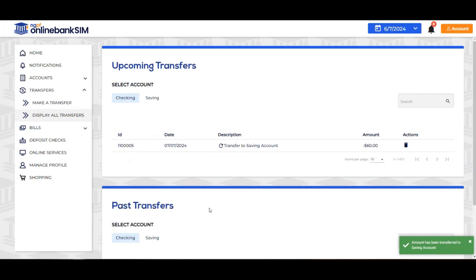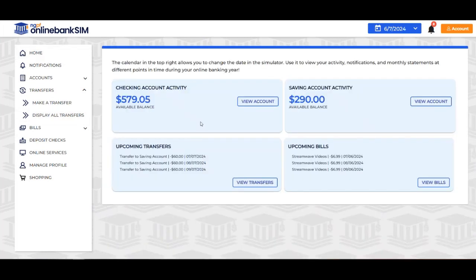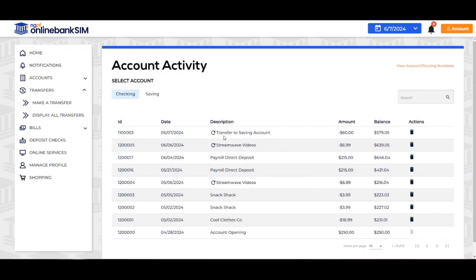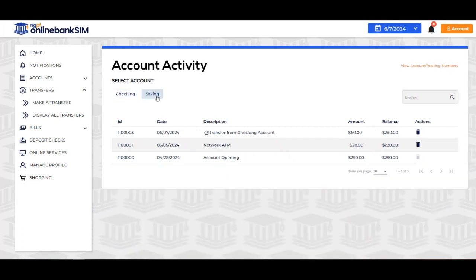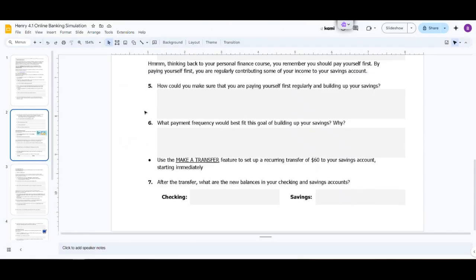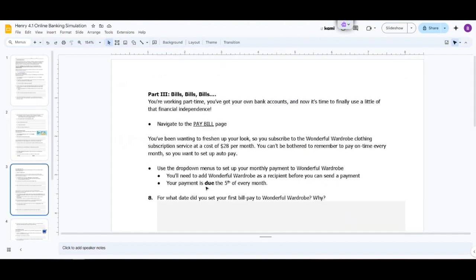Click save. All right, I get a little notification that transfer has been saved. Now, if I come back here, view account, notice that that transfer has already occurred, that $60 has instantaneously been transferred out. The circle icon, again, shows that it's a recurring or repeating transaction. And then if I click over into savings, I can see that the $60 was deposited into that account. So that looks great. So it asks what my current balances are now.